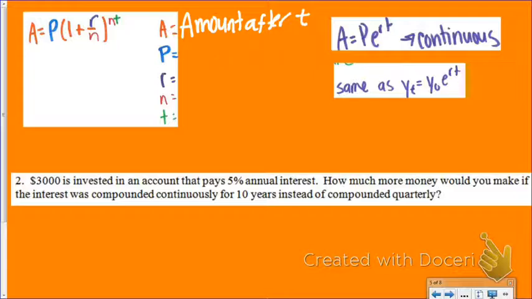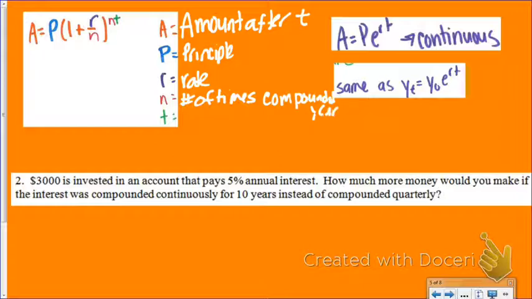P is the principal, which is the starting amount. R is the rate, again as a decimal, always as a decimal. Now N, that's the new one. N is the number of times that the interest is compounded per year. Okay, the number of times the interest is compounded per year.